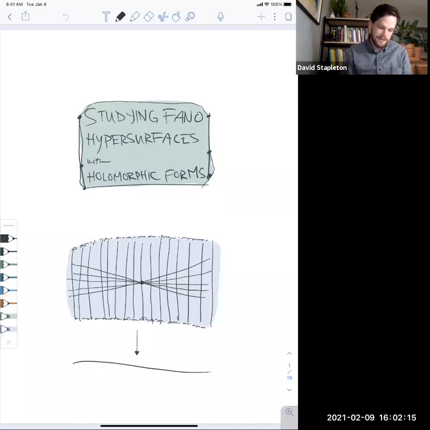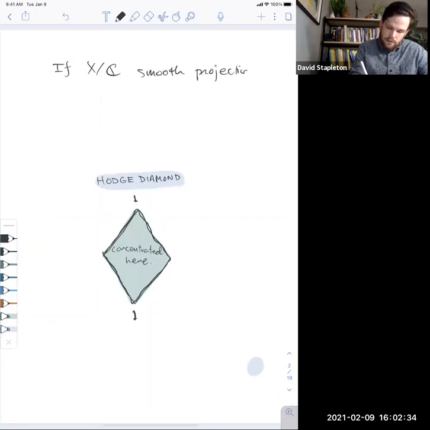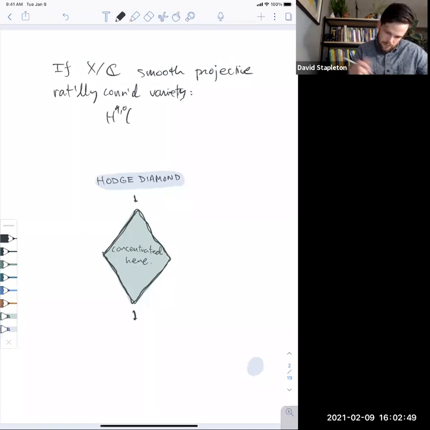Okay, so I wanted to talk about studying Fano hypersurfaces using holomorphic forms, or maybe more generally, Fano varieties in general. And the title is a bit contradictory, of course, because if we start with a smooth projective complex rationally connected variety X, then X never has any holomorphic forms. So the q-forms, which are global sections of omega q of X, automatically vanish.